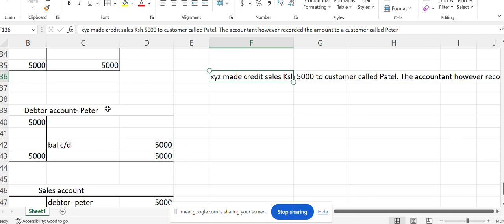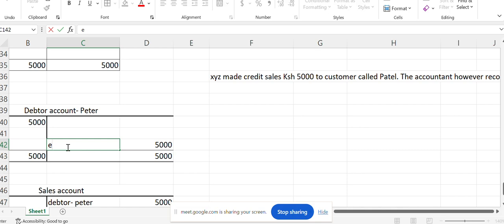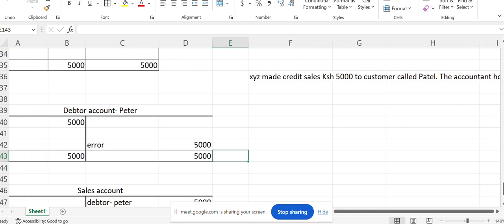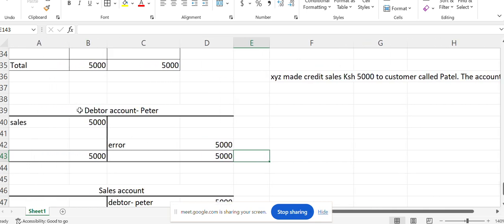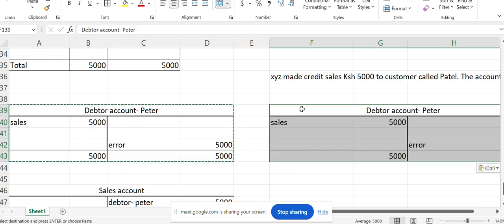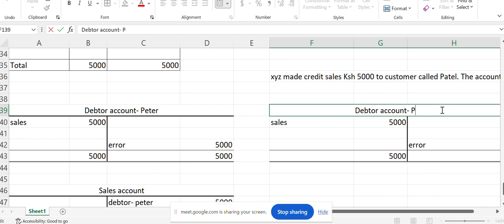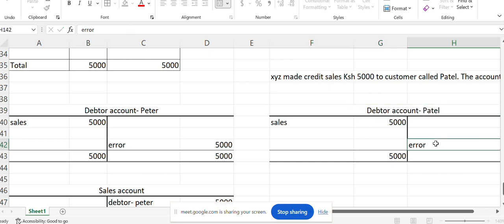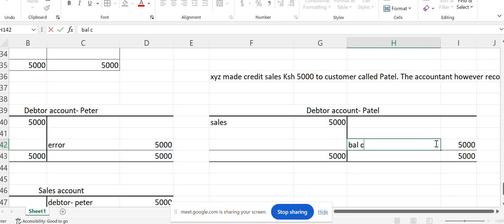And this is important. To correct that error, you are going to come to Peter's account, then you say error here. You just write error, so that account is now 0. We don't have balance carried down. Then now you open the correct account. The correct account now you are going to say here Patel, and you're going to have your balance carried down.